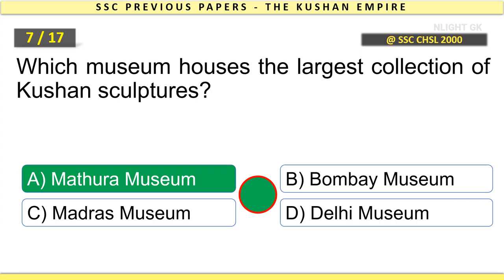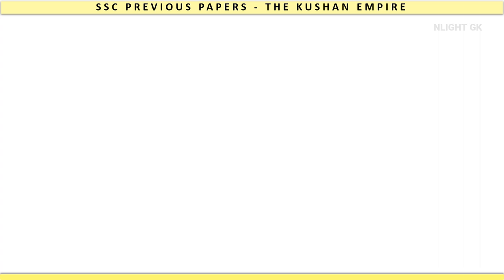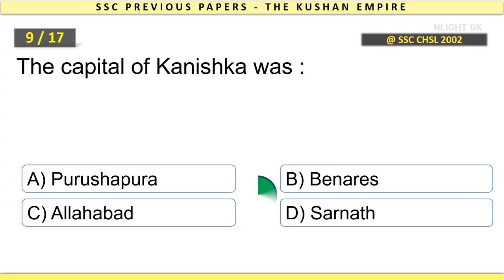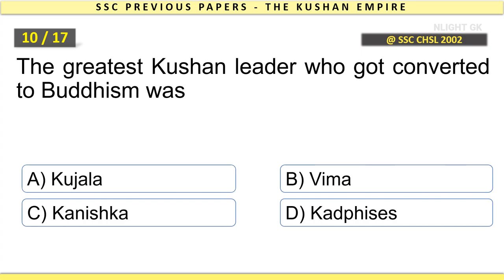Taxila was a famous site of Gandhara art. The capital of Kanishka was Purushapura. The greatest Kushan leader who got converted to Buddhism was Kanishka.